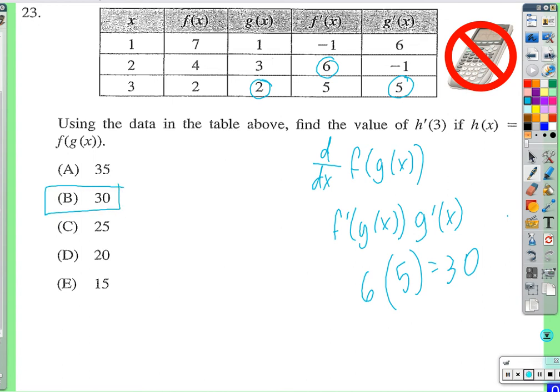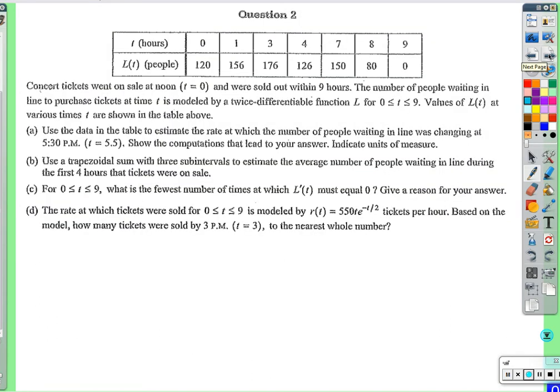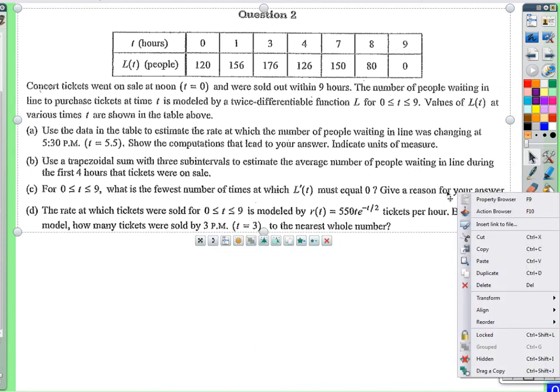Okay. That's not right, 6 times 5 is 60, so I'm really confused. I don't know why. Oh, wait. We haven't done this one before. I feel like we haven't. Yeah. We have. We've definitely done this before. Right.